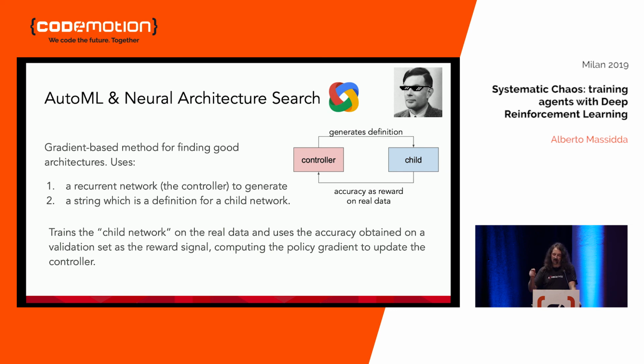It uses two networks, a recurrent neural network, which is the controller, that generates a string, which is a definition of a child network. The child network is trained over real data. You then sample the accuracy over the validation data, and use that accuracy as a feedback over the controller that learns how to generate better networks. Alan Turing will be really happy about these machines that create other machines. So you compute the policy gradients to update the controller on the accuracy as a signal generated by the children network.